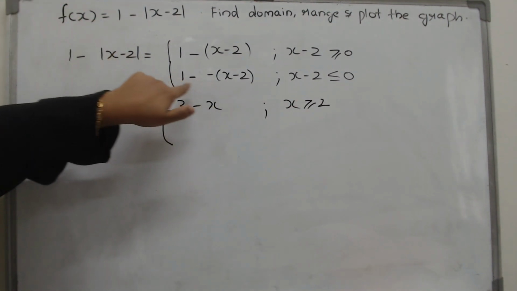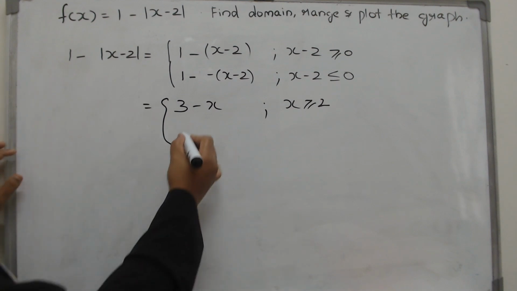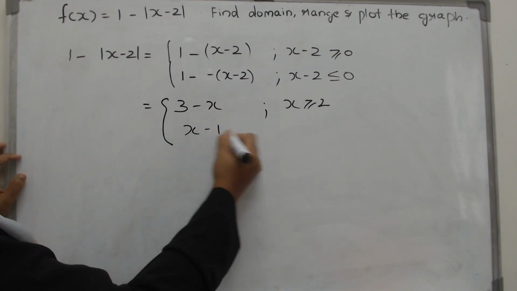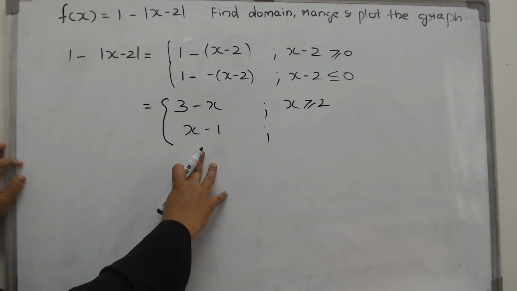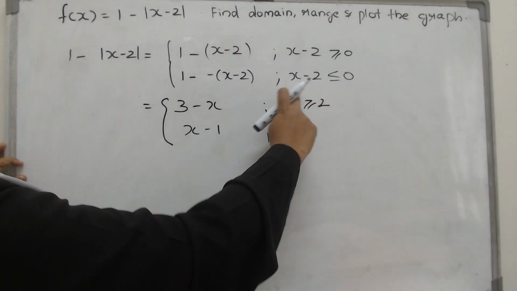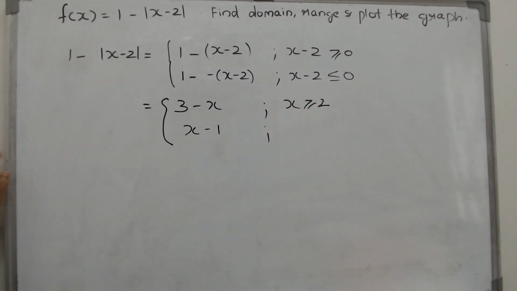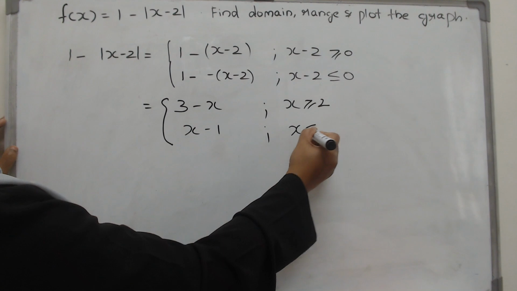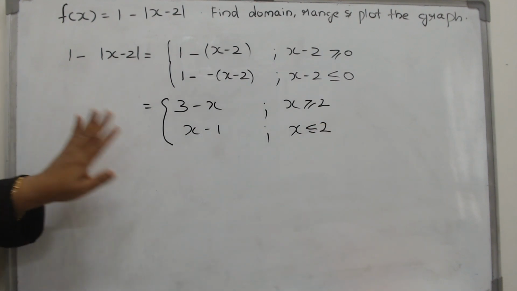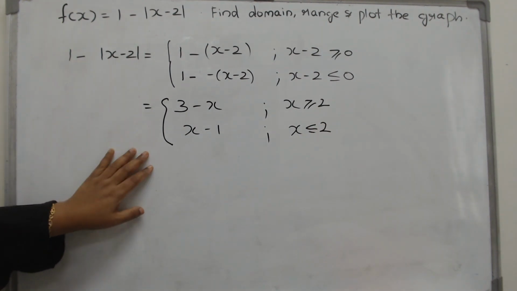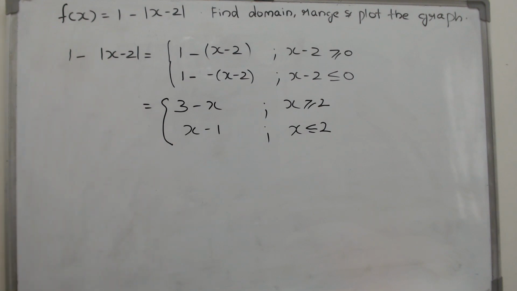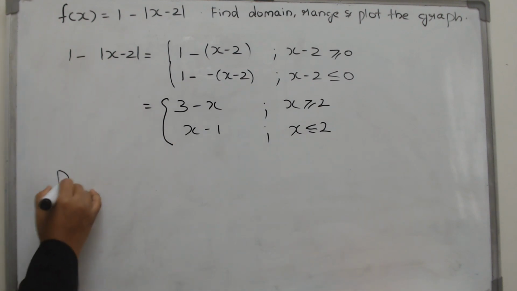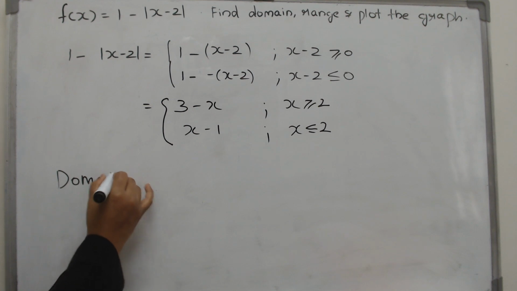And similarly, what will this be? Opening the brackets, you will see this is x minus 1. And for what values of x? It is for all of these values where x minus 2 is negative. When is the difference of two numbers negative? When the first number is less than the second number. So this is what your function looks like. We have rewritten it, and now tell me what will be the domain of such a function.